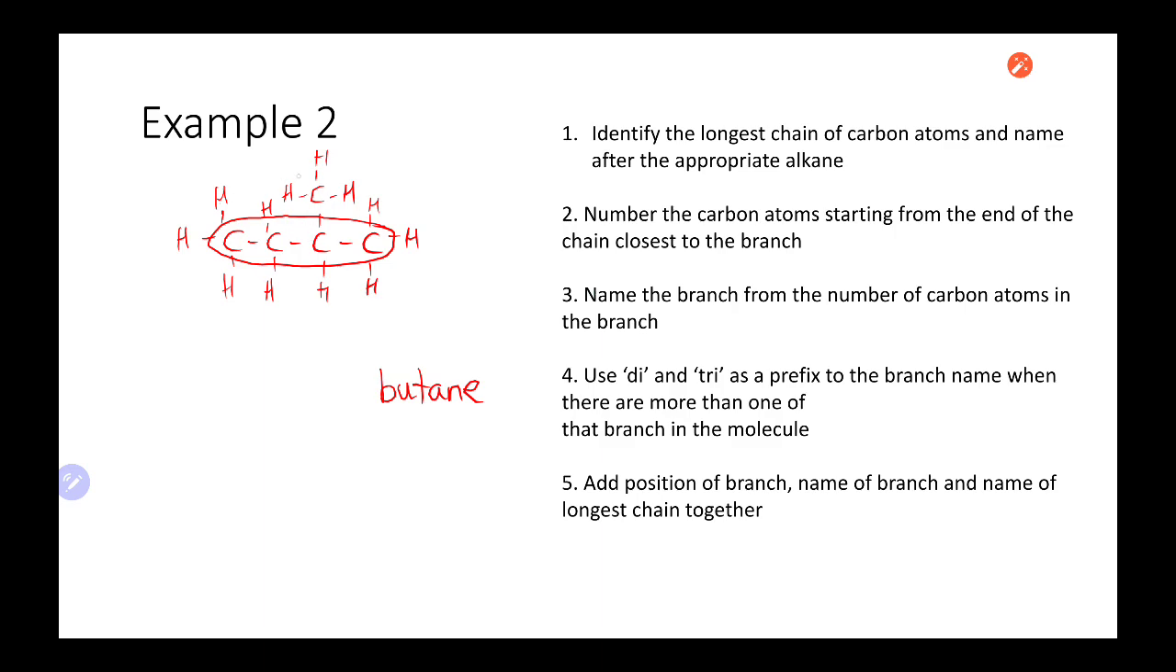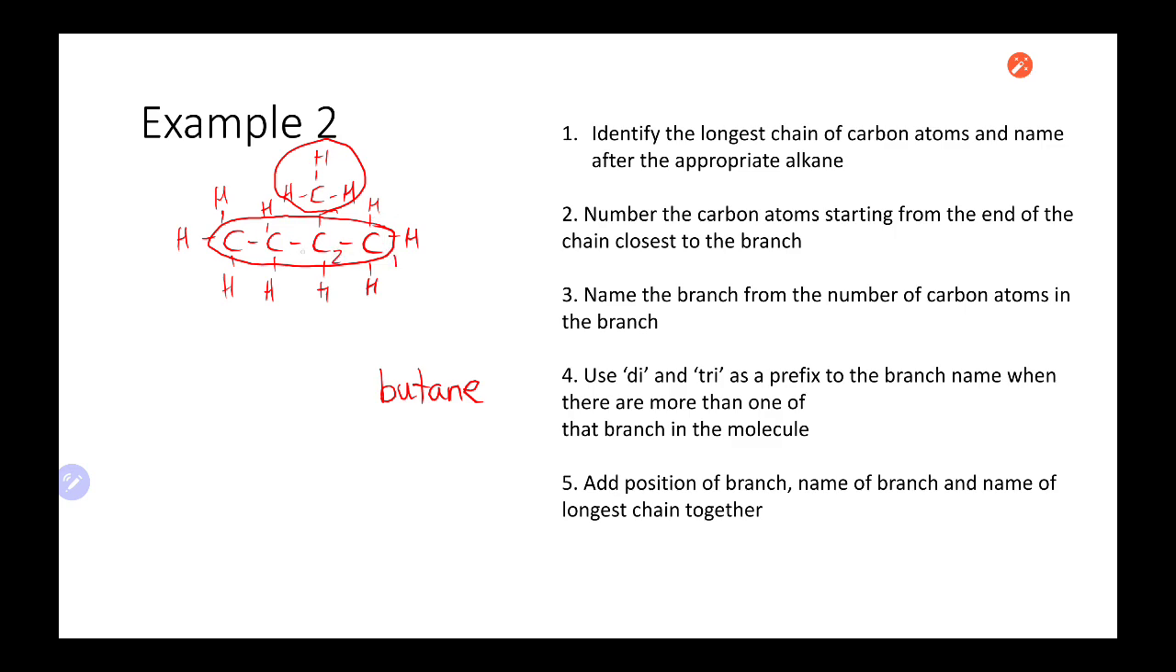So the reason why I showed you this one is just so that you can get into your head where we're numbering carbons from, right? So in this example, our branch is here. So what you need to start thinking about is what side you're going to number from. So in this example, we're numbering from the right hand side, okay, because your branch is closest to the right hand side.